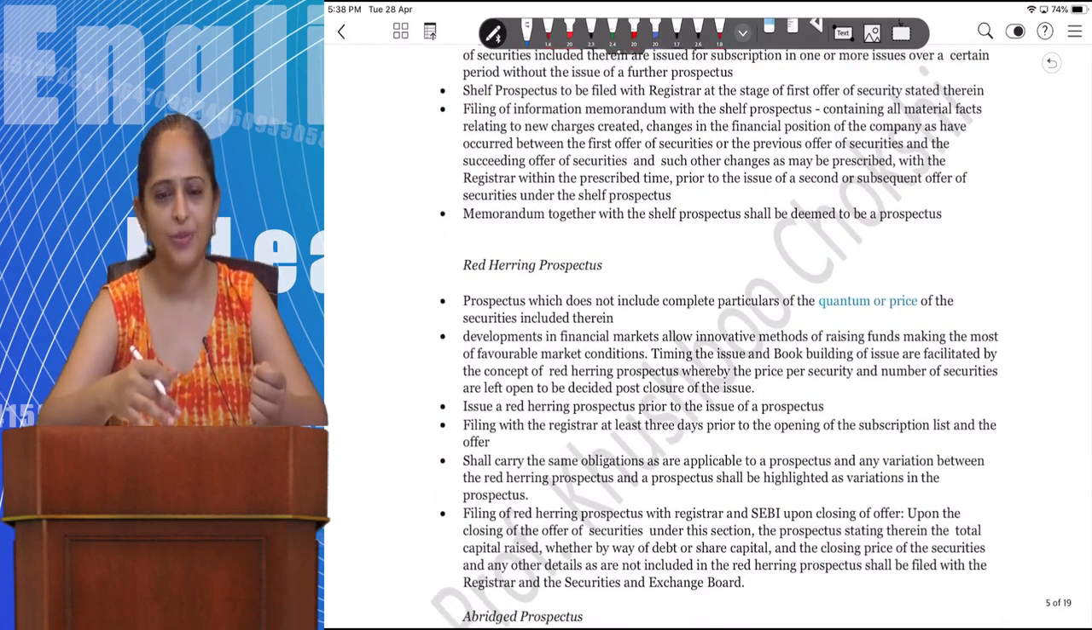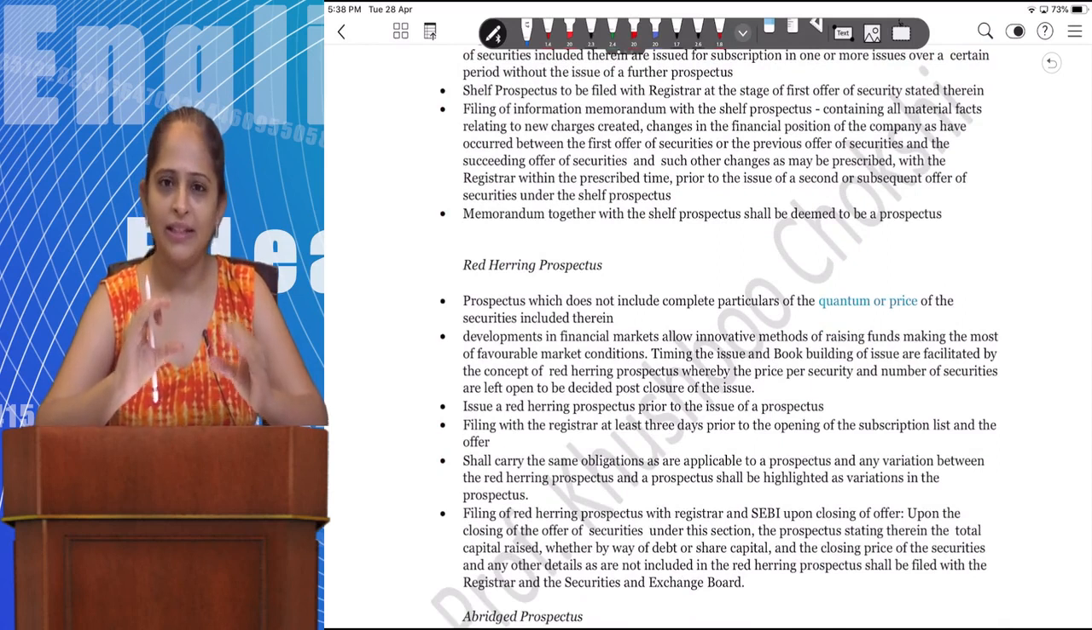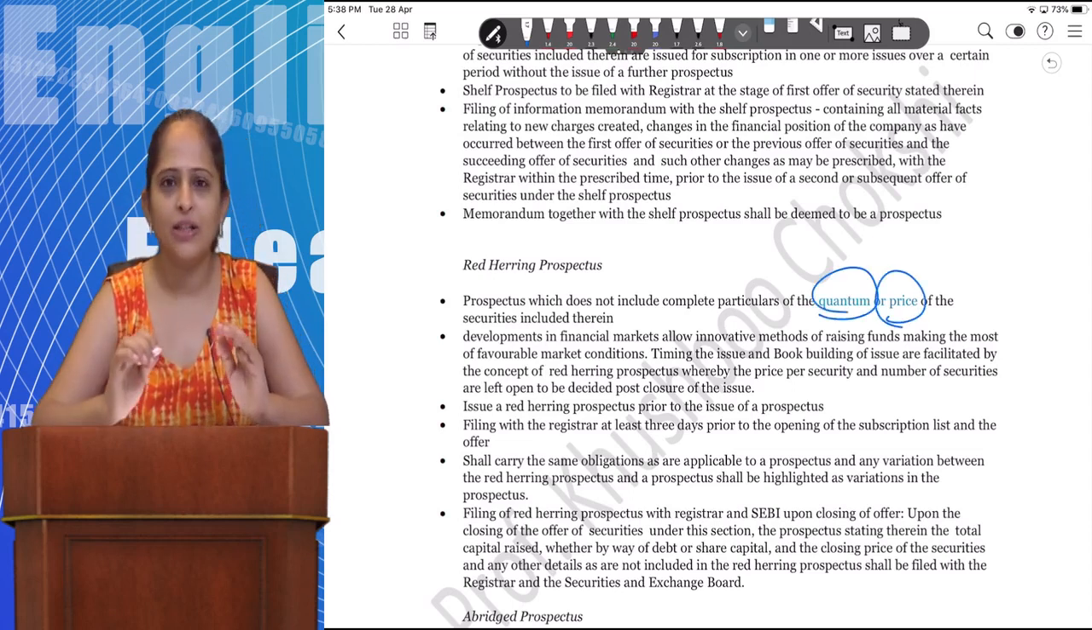Coming to the red herring prospectus, a red herring prospectus is the entire prospectus as is required under SEBI. The only difference being that two fields are left blank, that is of quantum and the price. These two fields are not filled up, and the rest of the details are given.